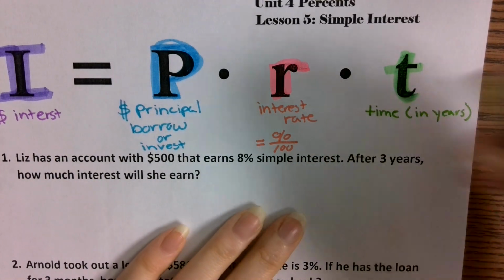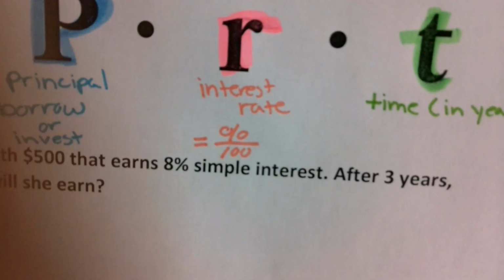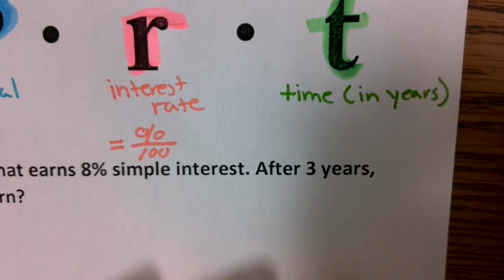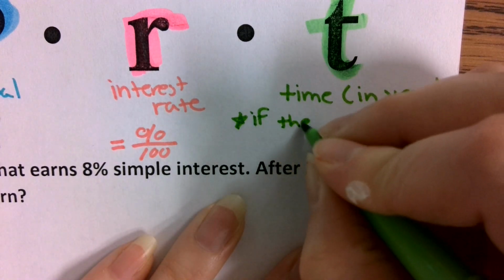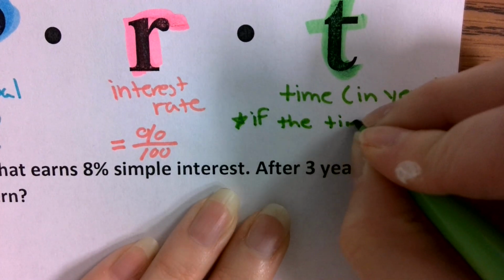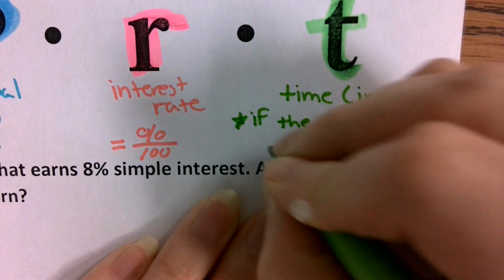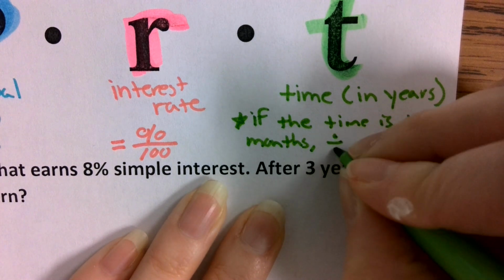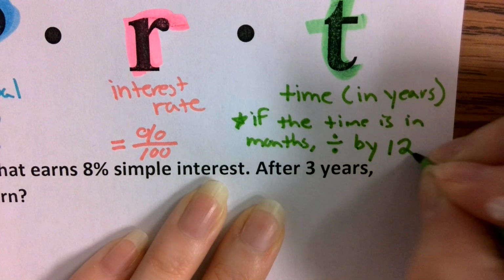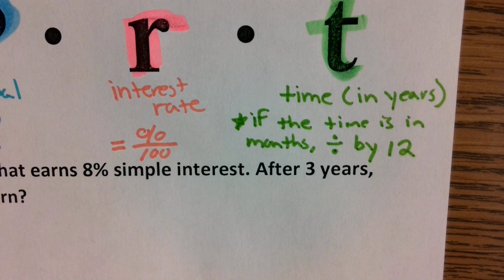So write this down, and I'll zoom in on this so it's a little bit easier for you to see it. But if the time is in months, then you're going to divide it by 12, because there's 12 months in a year. If the time that they give it to you is in months instead of years, so if they say 36 months, you're going to take 36, you're going to divide it by 12, and that would represent 3 years.